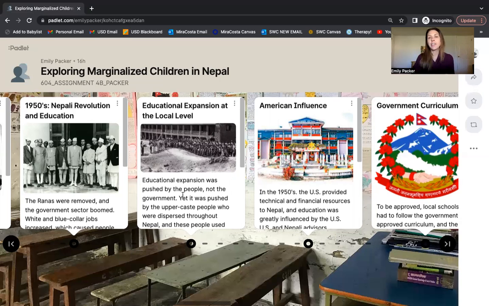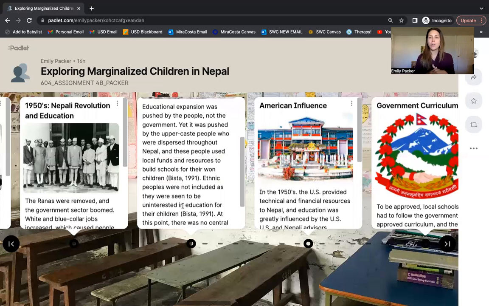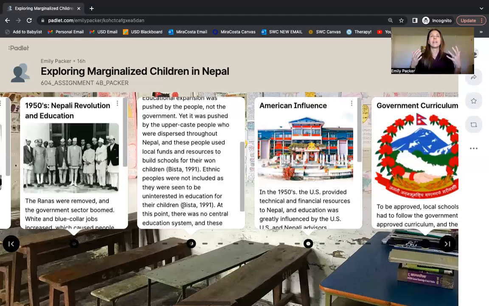And it wasn't the ethnic minorities. When I was reading, it wasn't the ethnic minorities who were calling for education. My sources said that they weren't, quote, interested in it, which I think is very subjective and questionable. Who was calling for this were the middle castes, who had the means to organize, had the influence to organize, gather funds locally, and build schools for their own children.